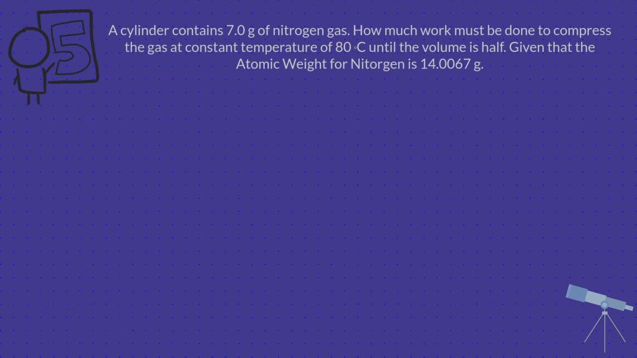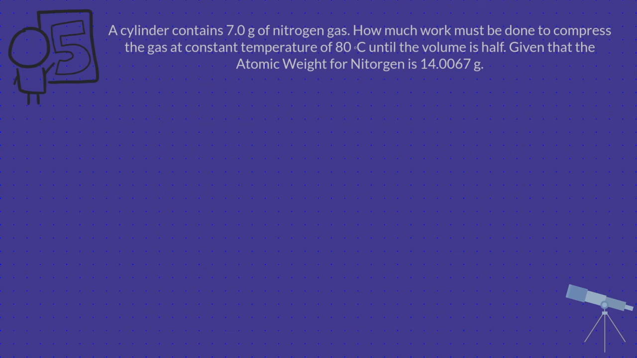Moving on to question number 5. A cylinder contains 7.0 gram of nitrogen gas. How much work must be done to compress the gas at a constant temperature of 80 degrees Celsius until the volume is half, given that the atomic weight for nitrogen is 14.0067 gram? From this question, you should know that it states here that it is at constant temperature. So we can assume that this process is following the isothermal process.